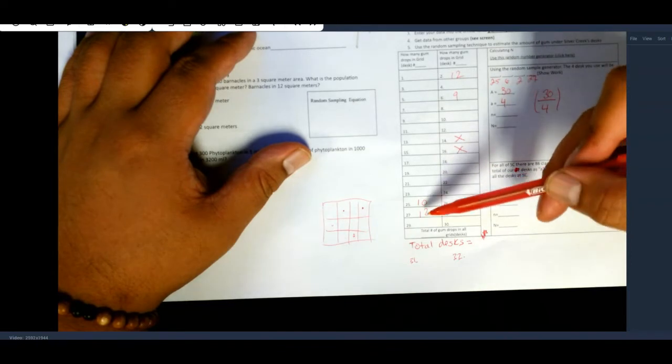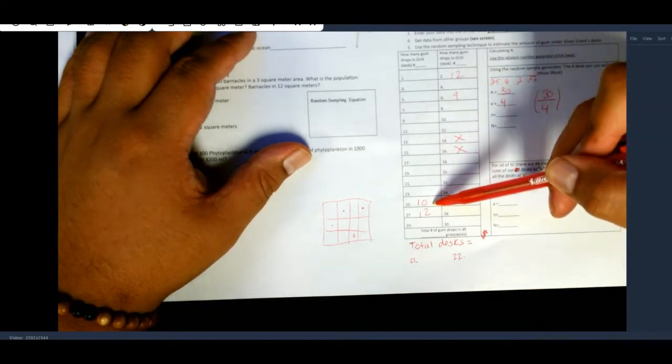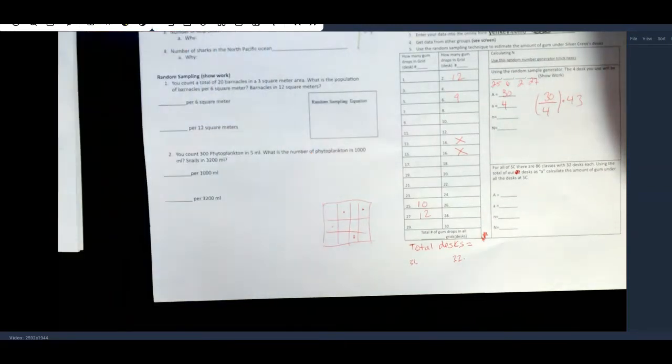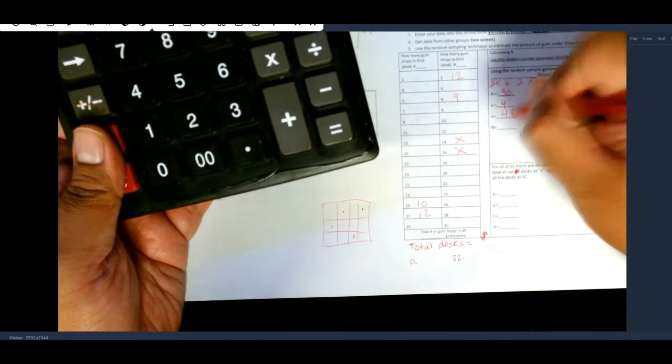Okay, so immediately I begin setting up my equation. 30 desks total, because again, we're missing 2. We didn't sample 2 of them. Divided by 4 desks. Now, how much gum was in the 4 desks that we sampled? So 12 plus 12 is 24. 24 plus 9 should be 33, plus 10 is 43. And now that becomes my little n, 43.